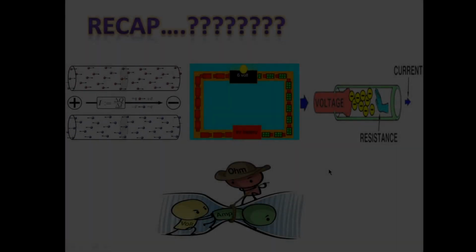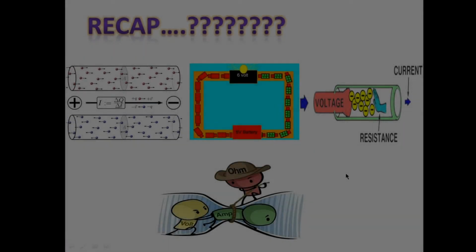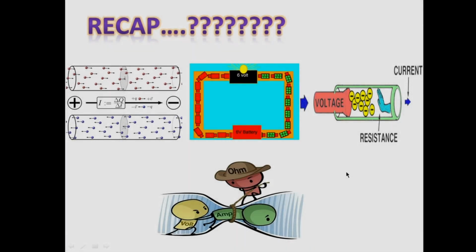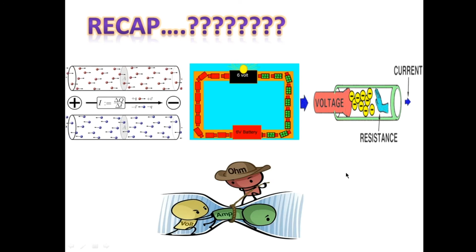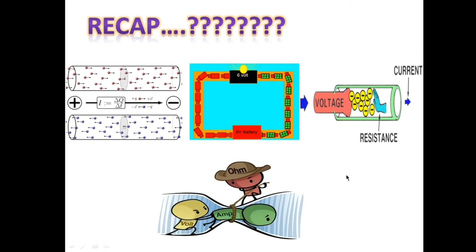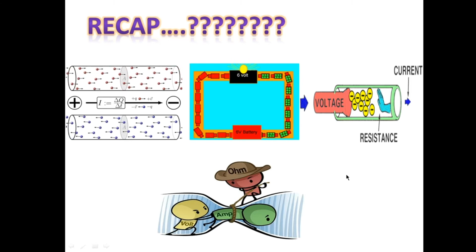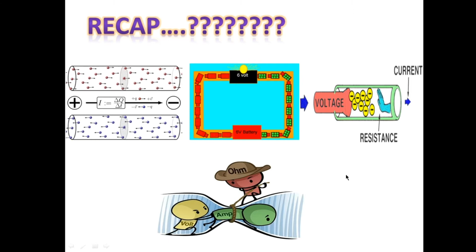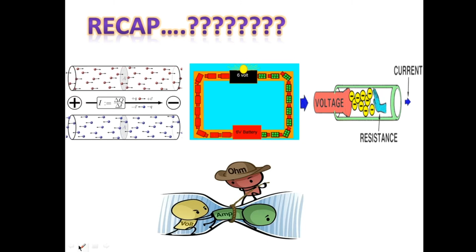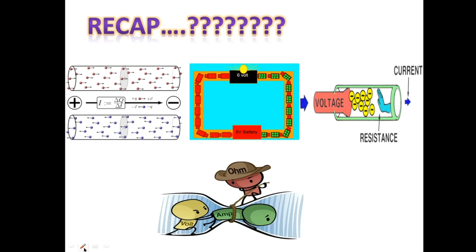Now let us recap what we have done in the previous session. We started with current electricity, where we learnt about three important terms, without which we will not be able to understand the whole chapter I told you. They are current, as you're seeing over here, the next thing is voltage, and the third term is resistance.